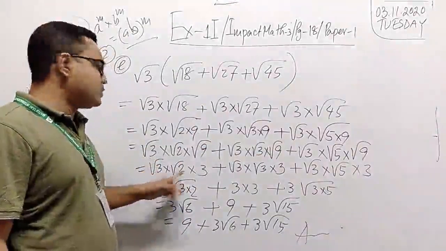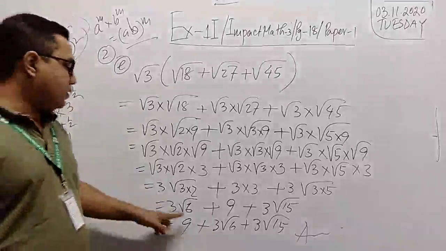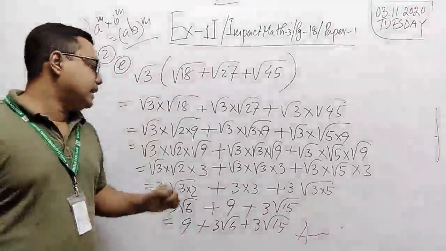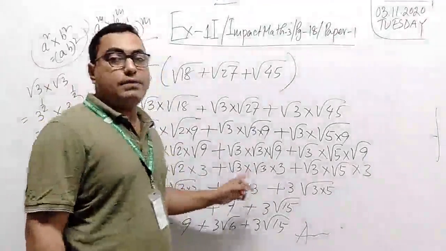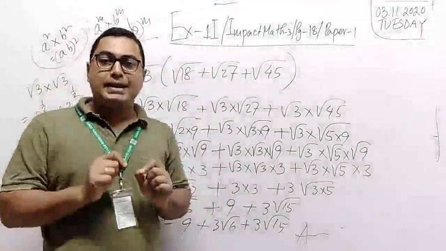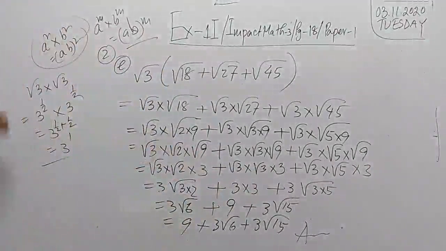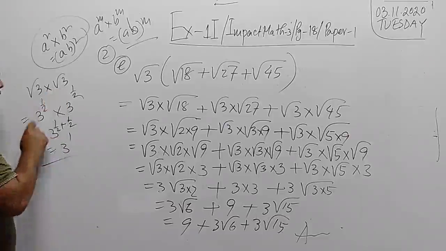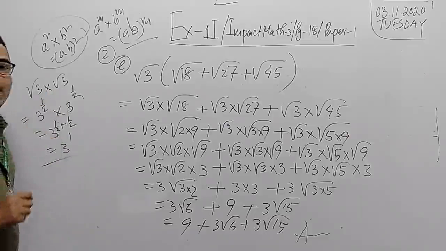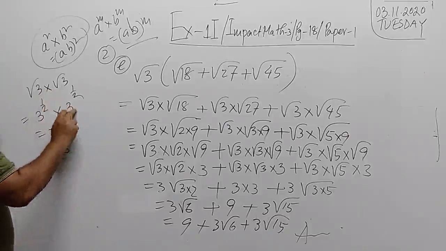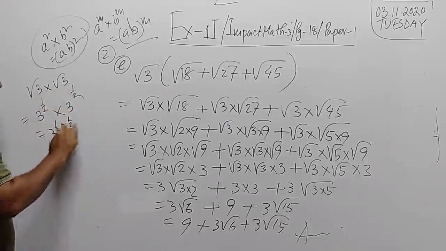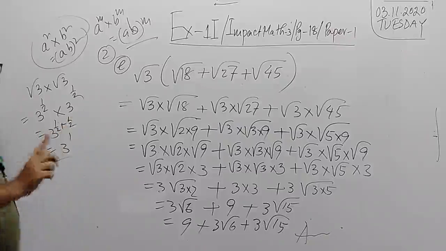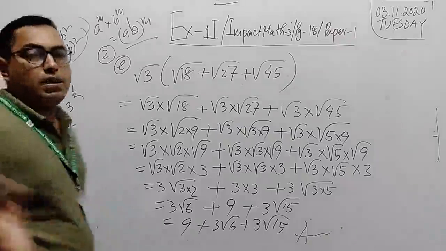Square root of 3 and square root of 2, mix them, square root of 6. And then similarly, this same power, half and half, they will be added. Like this one, square root of 3 into square root of 3. Square root of 3 is actually 3 to the power half. That means here 3 to the power of half, then 3 to the power of 1 by 2 plus 1 by 2. Half plus half is 1, 3 to the power 1. That means 3.